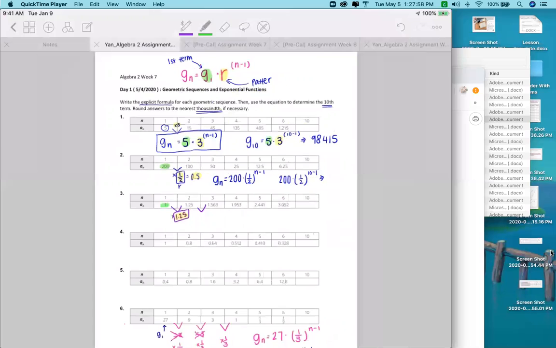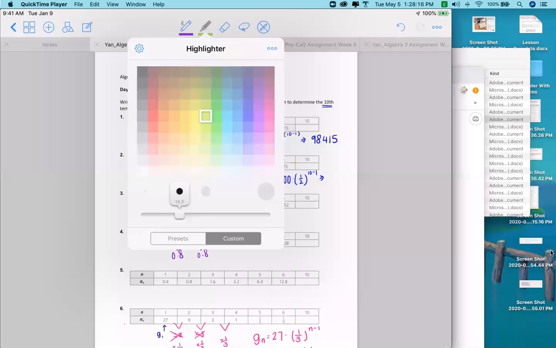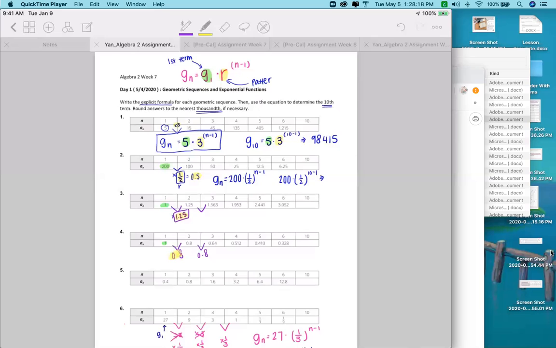And then number 4, the number would be 0.8. And if I multiply 0.8 to 0.8, we do get 0.64. Okay. So we're good there.